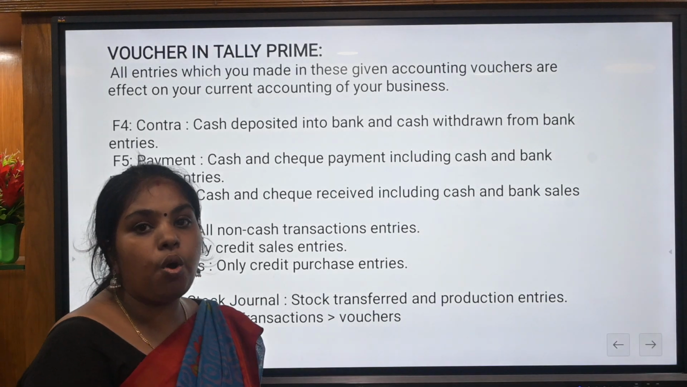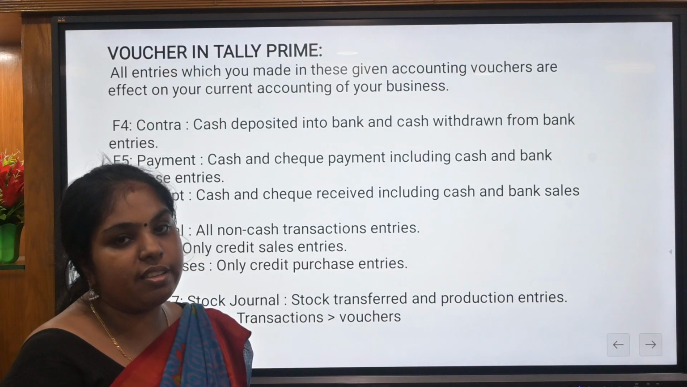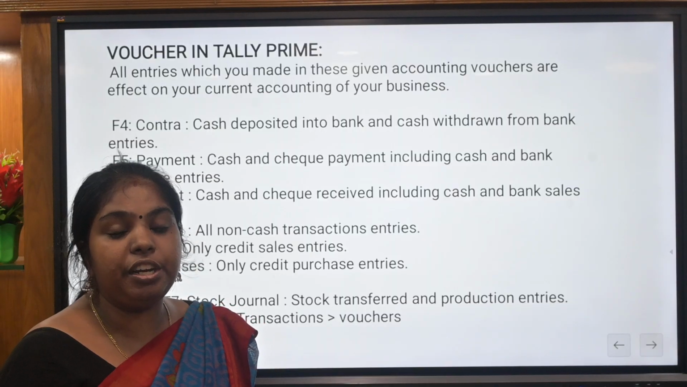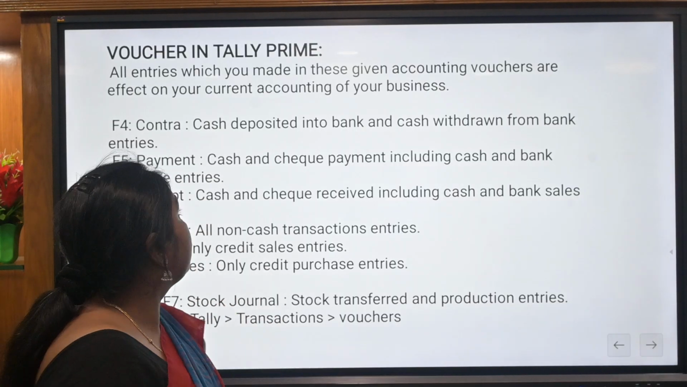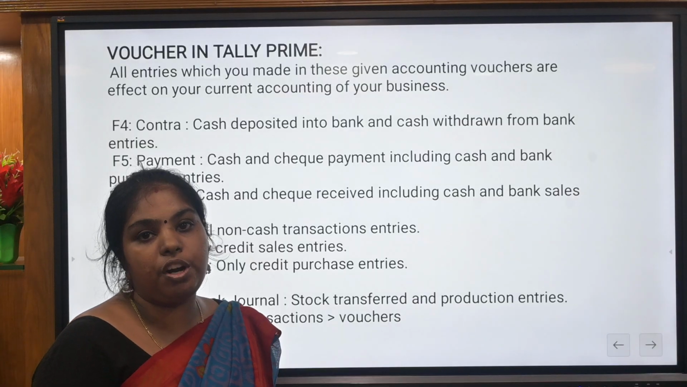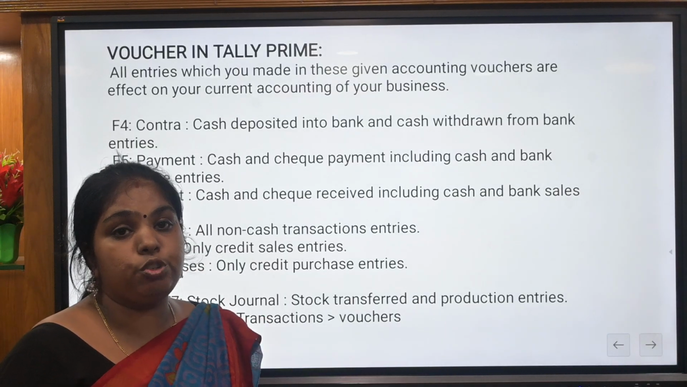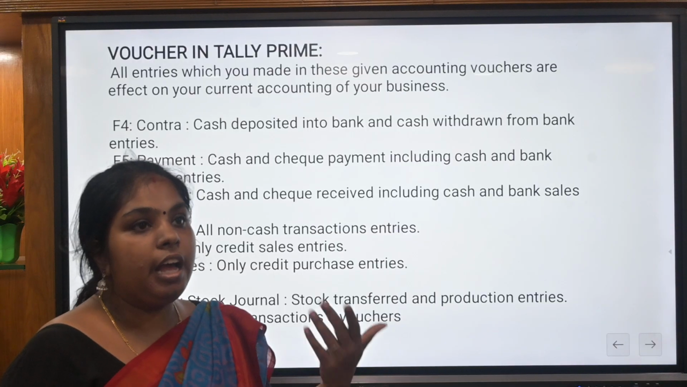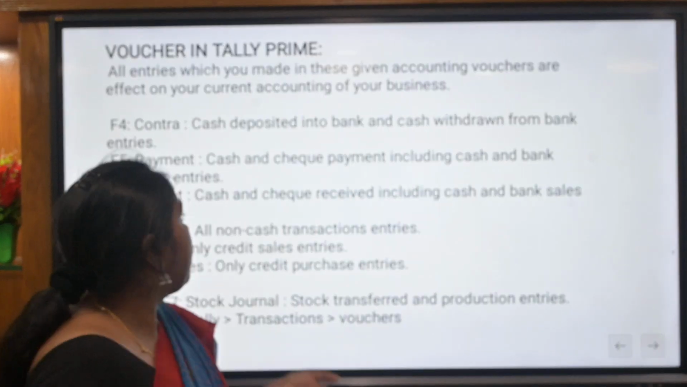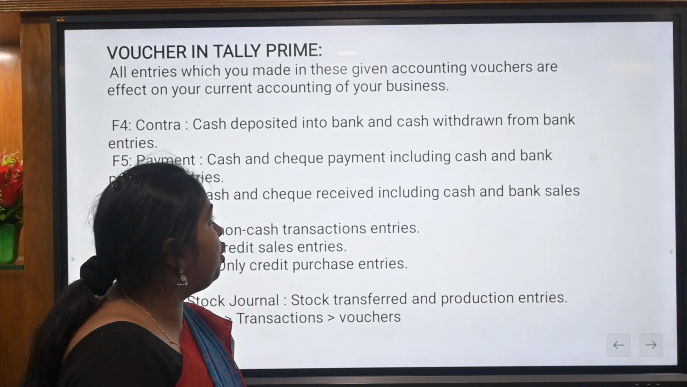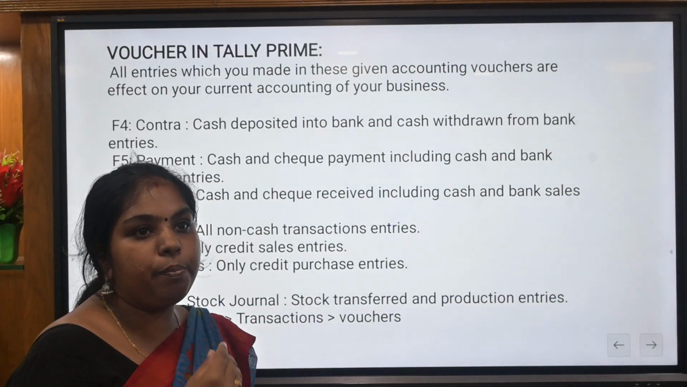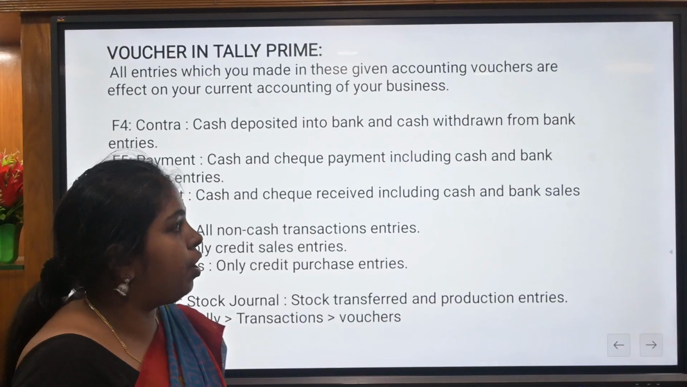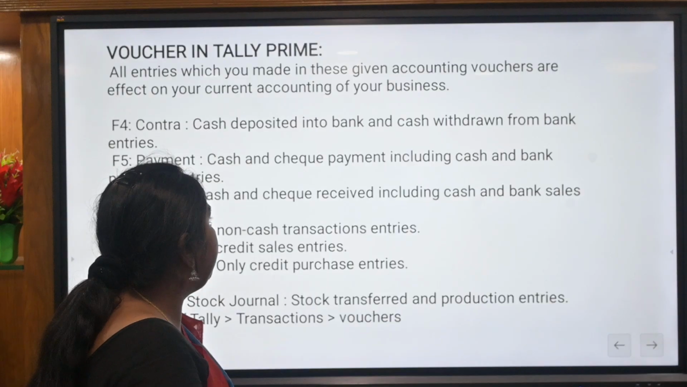F4, contra. Contra voucher is related to banking transactions and cash transactions. When there is a cash and bank transaction in debit and credit, then only the contra voucher will arrive. That means either cash or bank should be on the debit side or on the credit side. So cash deposited into bank, cash withdrawn from bank. When we are depositing cash in bank or withdrawing cash from bank, there comes the contra voucher.